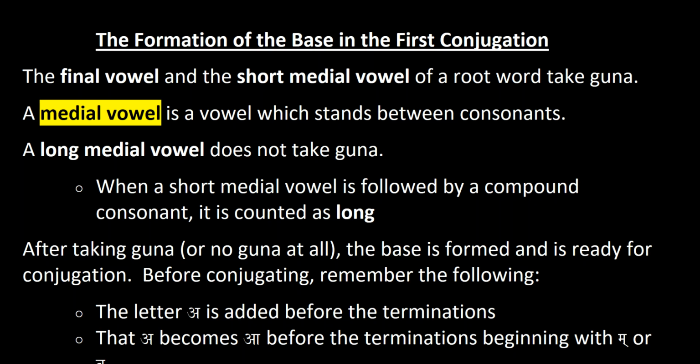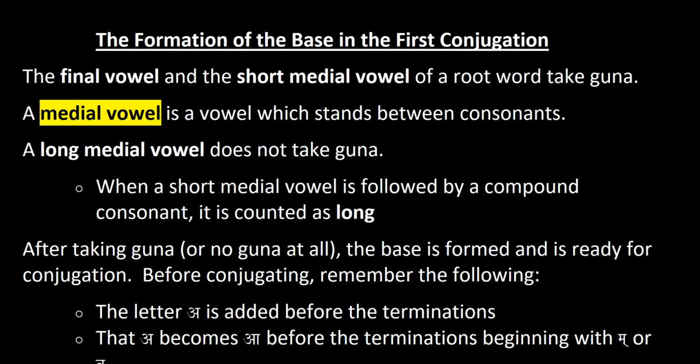The final vowel and the short medial vowel of a root take guna. So we're talking about guna. A medial vowel, what is a medial vowel? A medial vowel is a vowel that stands between consonants. So examples of short medial vowels would be a, i, and u. But long medial vowels would be ā, ī, and ū. Those are examples of long medial vowels. So long medial vowels do not take guna.